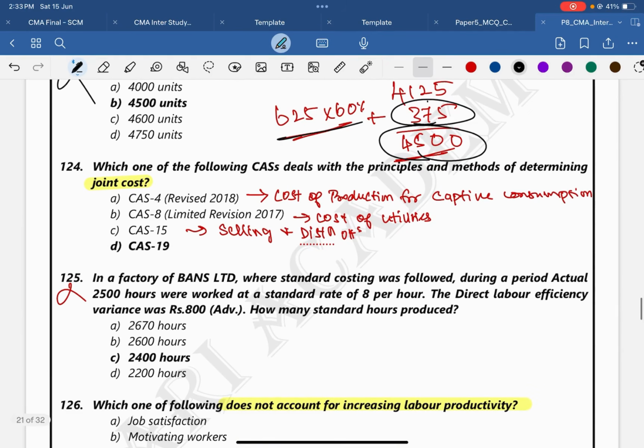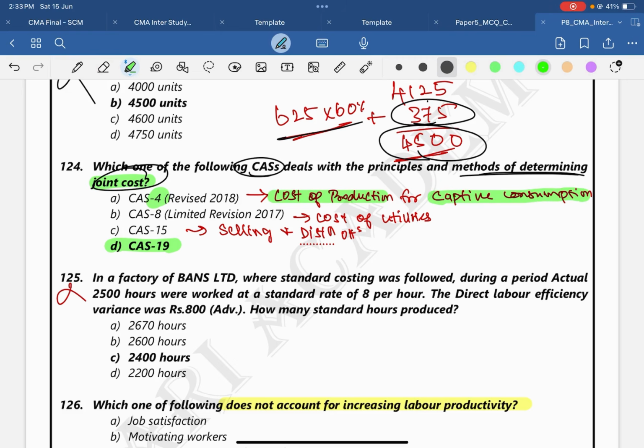Then question number 124. Which one of the following cost accounting standards deals with principles of determining joint cost? Interesting one. They try to confuse you by giving different things as a joint cost. While joint cost is cost 19, while cost 4 is what? Just now we have done cost 5, right? Cost 4 is nothing but cost of production for captive consumption.